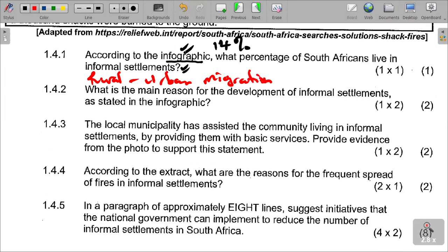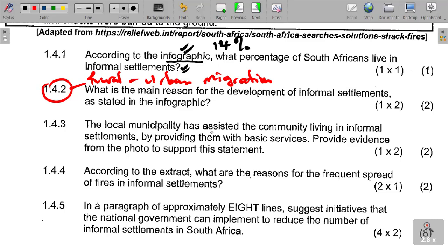Rural-urban migration is the main problem that we are seeing there. Rural-urban migration is the main reason causing this, as we can see there is rapid rural-urban migration. People arrive faster than houses are built. The rate at which people are coming to urban areas versus the rate at which houses are built always has an inverse relationship.